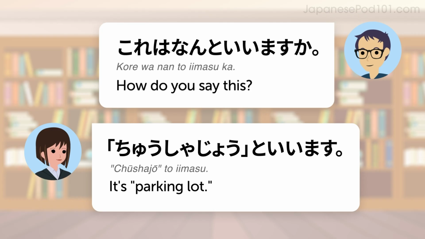First of all, you'll need to learn how to say, "How do you say this?" That's, これは何と言いますか？ Listen to it again. これは何と言いますか？ This Japanese sentence means something like, "As for this, what do you say?" But it translates as, "How do you say this?" Now, how do you answer this question?